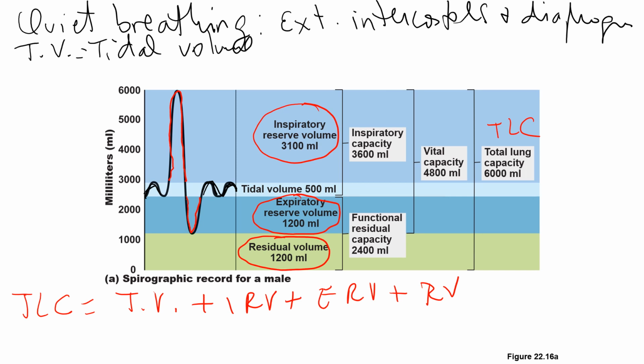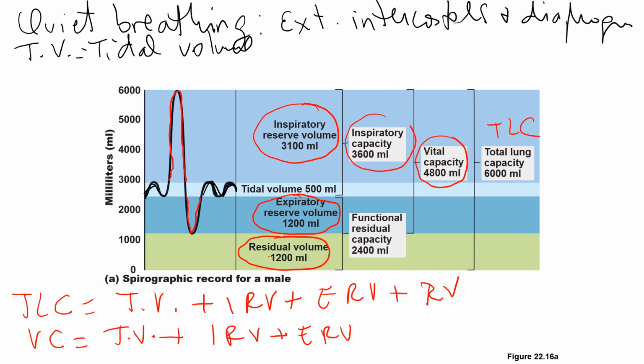A more important value is the vital capacity, because that one we can measure better. It measures the volumes that can effectively be moved in and out of the lungs, utilizing as many muscles as possible. So that will be the tidal volume plus the inspiratory reserve volume plus the expiratory reserve volume. No residual volume, because that one cannot be moved unless we collapse the lung.